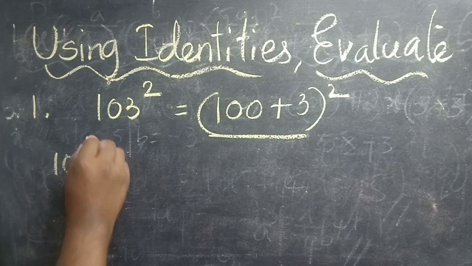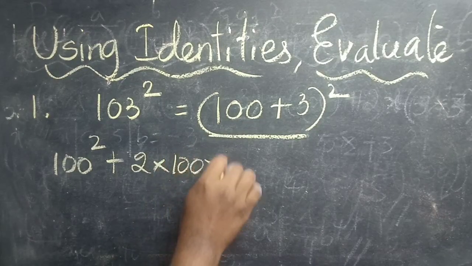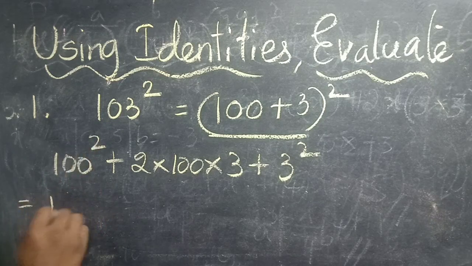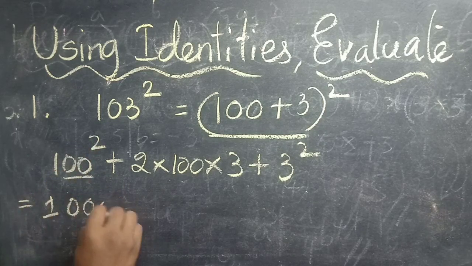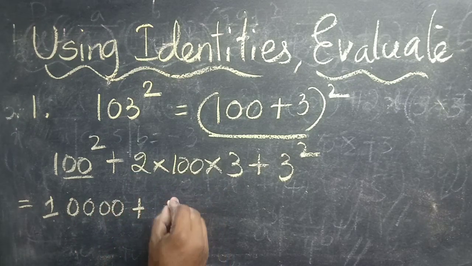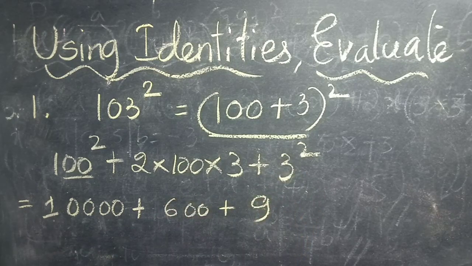I can write this as 100 square plus 2 times ab, that is 100 into 3, plus b square, which is equal to, now 1 square is 1. Now double the number of zeros, that is 4 zeros, plus 2 times 100 is 200. 200 into 3 is 600, plus 3 square is 9. If we add all this, we get 10,609. This is how you evaluate by using identities.